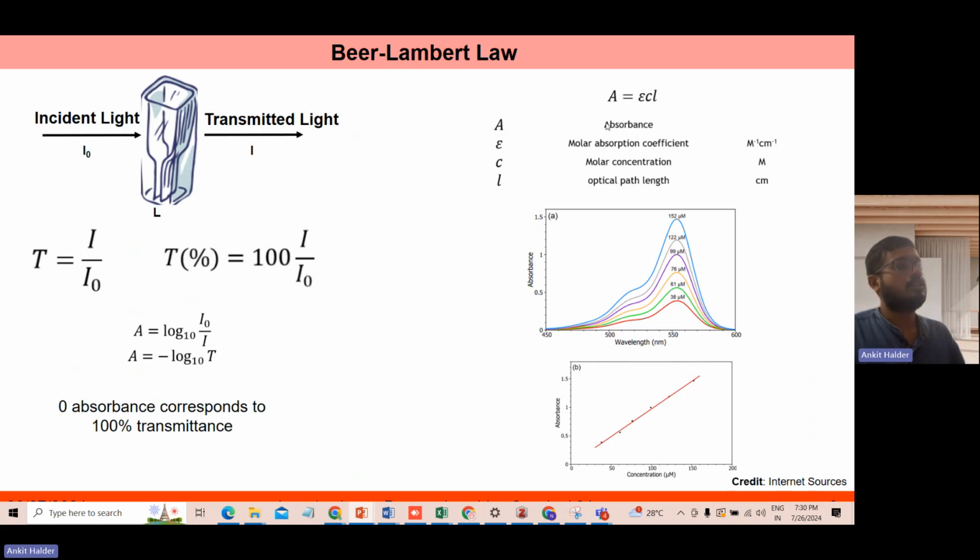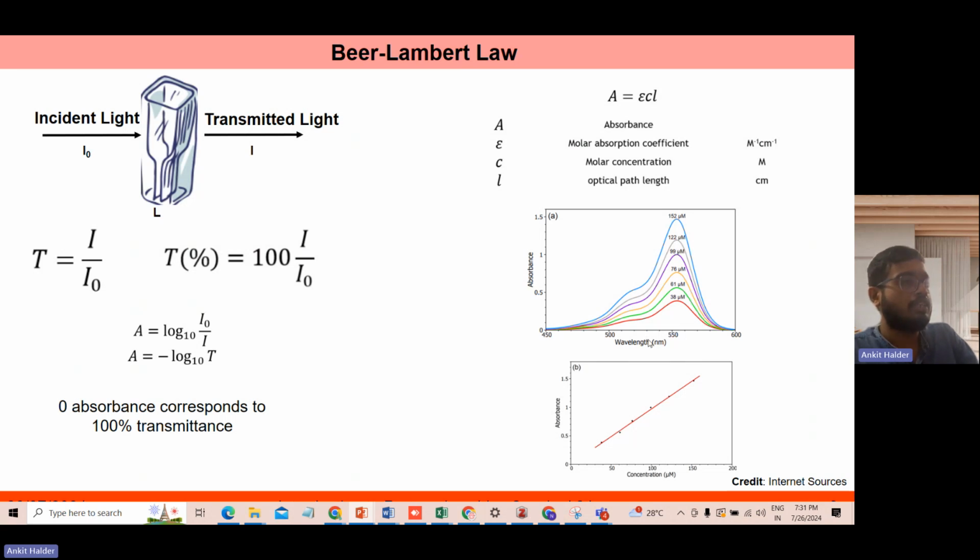This epsilon is the molar absorption coefficient, and the major thing is that it is used extensively in our biological studies and research to find the unknown concentration from the absorbance. This is where it helps us. You can see that for 38 micromolar there will be a certain absorbance, and for 152 micromolar there will be a certain absorbance. So absorbance increases proportionally when there is an increase in concentration.